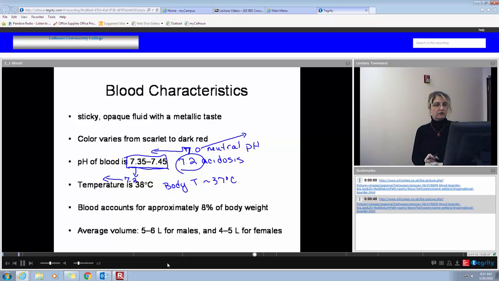And as far as the average volume, about 5 to 6 liters for males, and for those of you that don't do the metric system, that's about 1.5 gallons, and 4 to 5 liters for females, and that's about 1.2 gallons. Now the body works really hard to maintain homeostasis and to keep these levels pretty well constant.